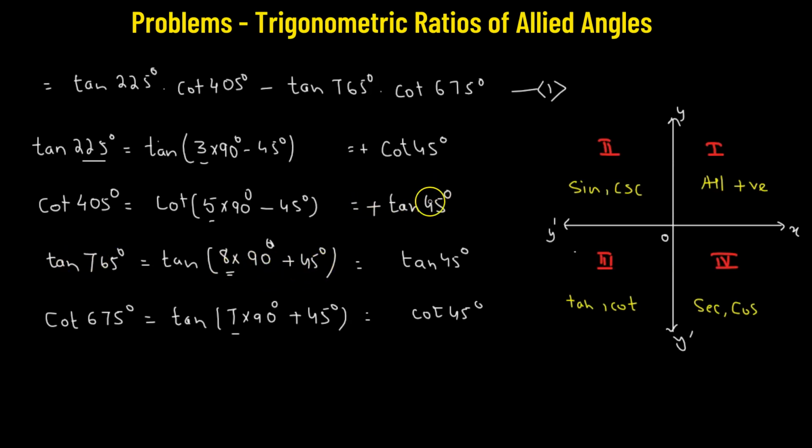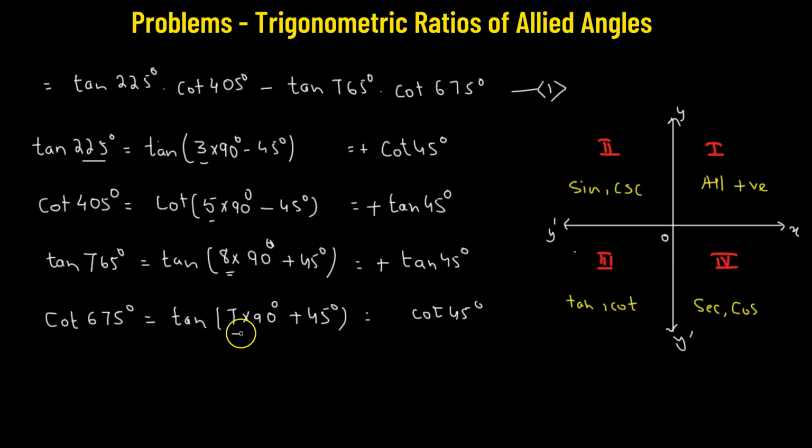Then coming to tangent of 8 times 90 degrees plus 45. 8 times 90 means we are going to be in the eighth quadrant, which means 1, 2, 3, 4, 5, 6, 7, 8. In the 8th quadrant we are present, but we are also adding 45 degrees to it. So addition means we are going to go to the next quadrant, which is the first quadrant, where all trig functions are positive.